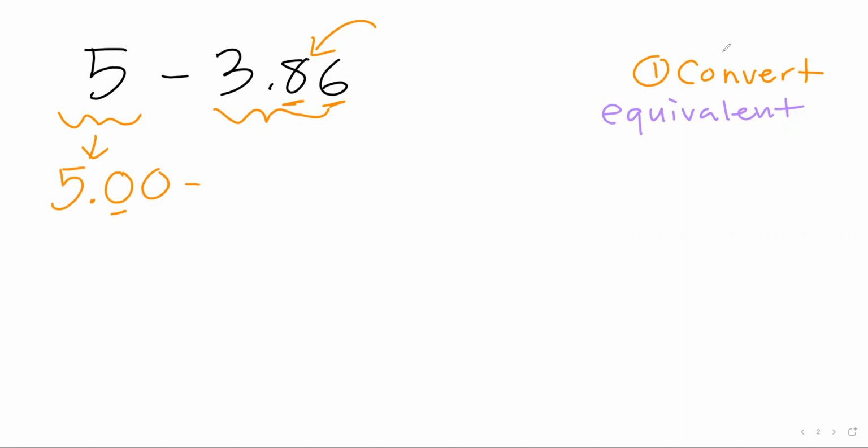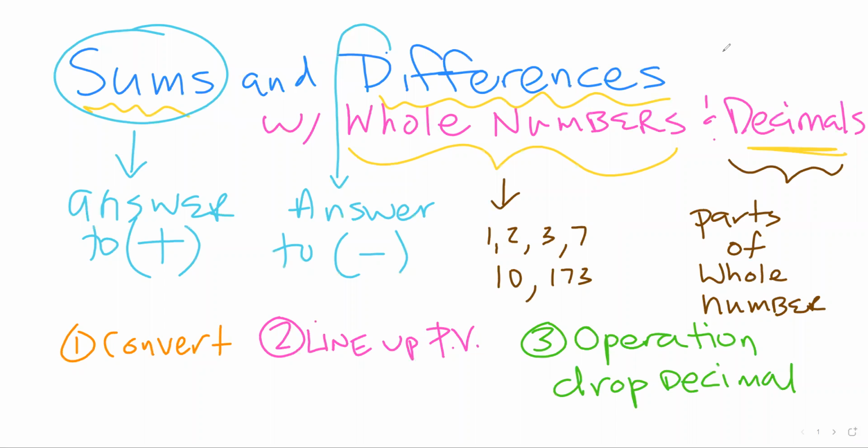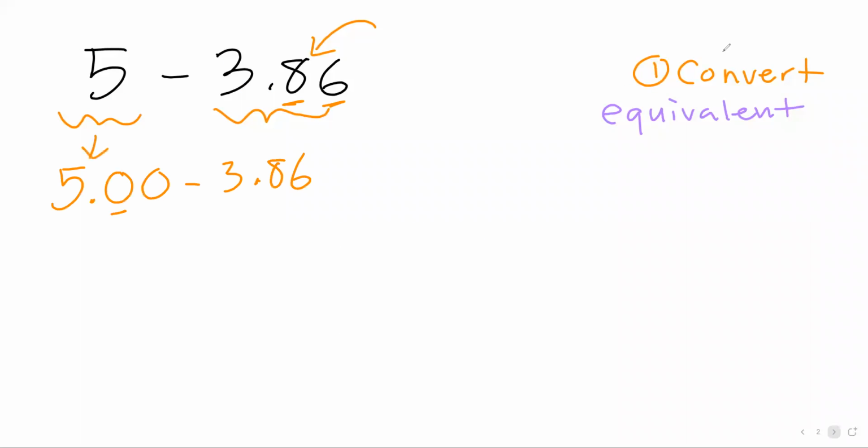And then we're going to subtract that from 3 and 8/600ths. Okay, so that's step 1 done. We've converted. What color did I use? Oh, pink. Okay, so next, we're going to line up or stack. So I want my place values to be the same.